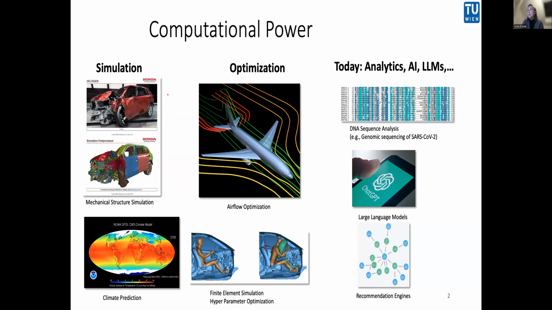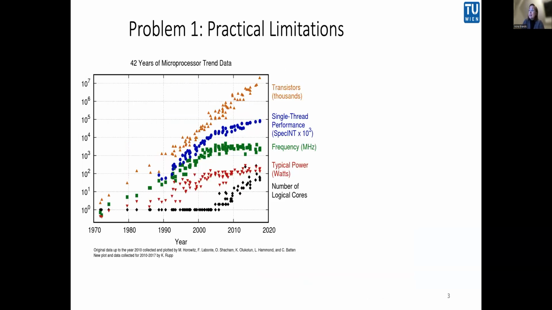If we repeat simulations multiple times and try to fine-tune certain parameters, then we talk about optimization, for example, airflow optimization. And today I don't also have to talk much about the power of analytics, AI, large language models, and all the changes and developments that we have experienced in the past couple of years and that we are still experiencing nowadays. However, all those developments lead to some practical limitations in computer science in particular.